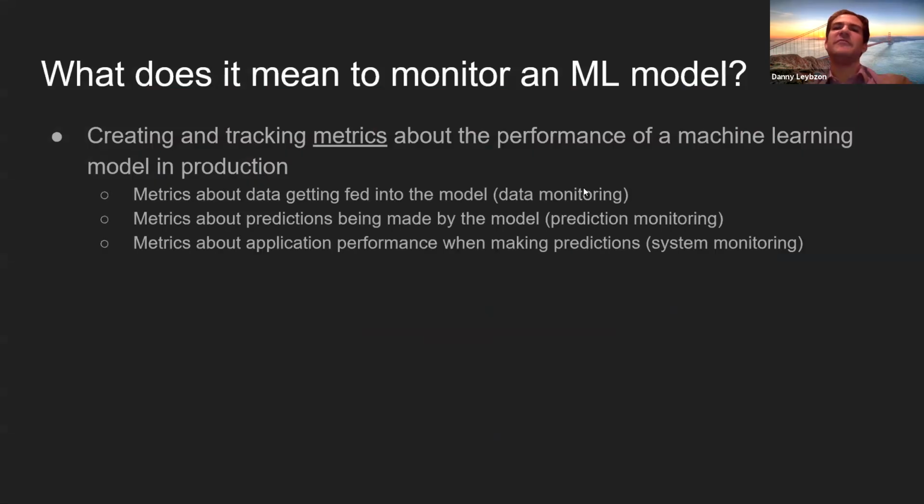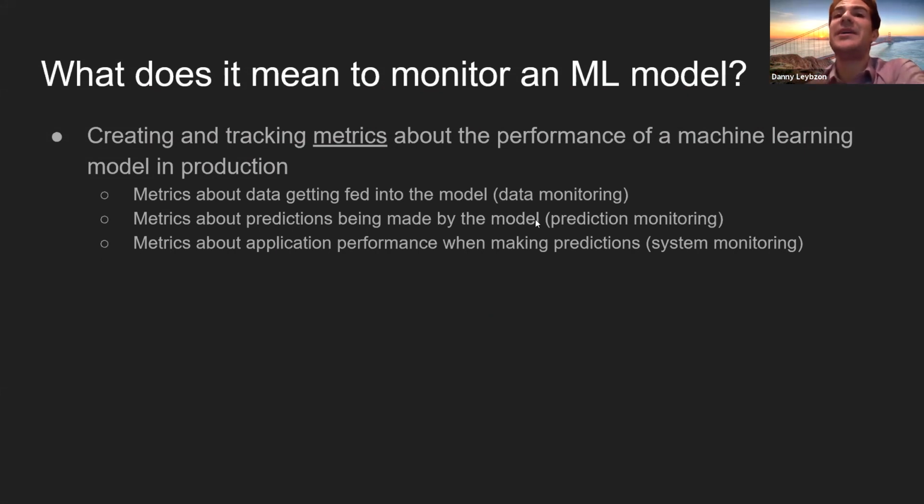So of the 3 types of metrics, only prediction monitoring can take into account whether the model's predictions are actually accurate. Data monitoring, for instance, doesn't require any kind of annotation, right? It's just bringing in the raw independent variables of your model.